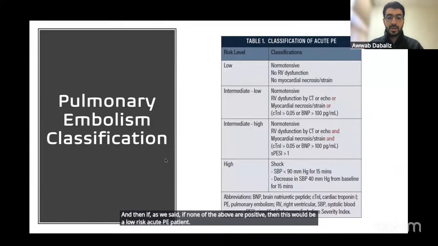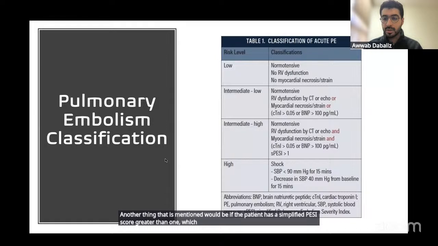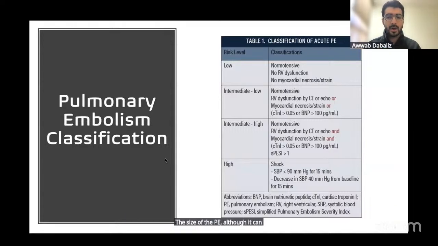Another thing that is mentioned would be if the patient has a simplified PESI score greater than 1, which I'll touch on a little bit more in the next slide. But just something to keep in mind, this is not specifically related to the size of the PE, although it can be correlated to it depending on the patient.